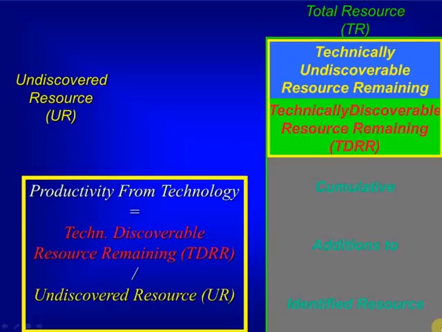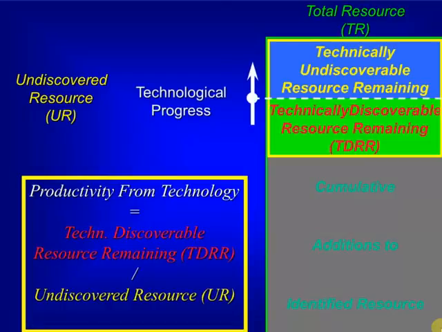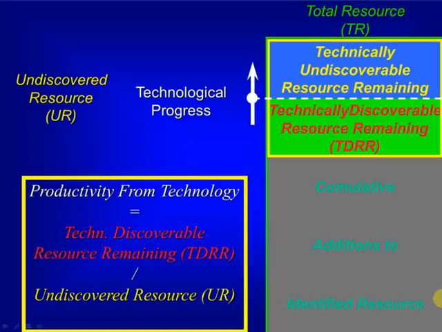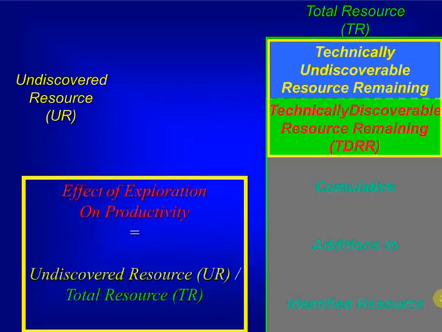Now, the effect of the exploration on productivity, that is, the effect of how far you've already used the technology, exploited the technology to find oil, is defined by the undiscovered resource, which is the entire box here, compared to the total resource. So those are the two productivity determining factors here. And that is, of course, defined by this line here.